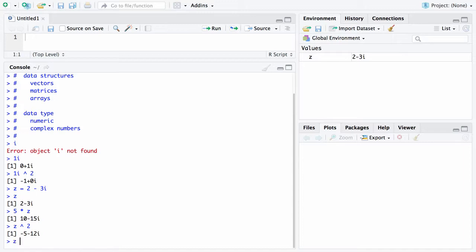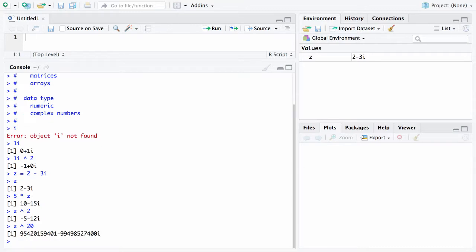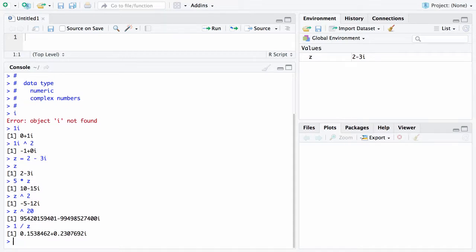Well, if you can square it, that also means you can raise it to the 20th power. And there is a good 10 or 15 minutes worth of pencil and paper work taking our 2 - 3i and raising it to the 20th power. Another thing you can do is take the reciprocal of a complex number, and there it is.